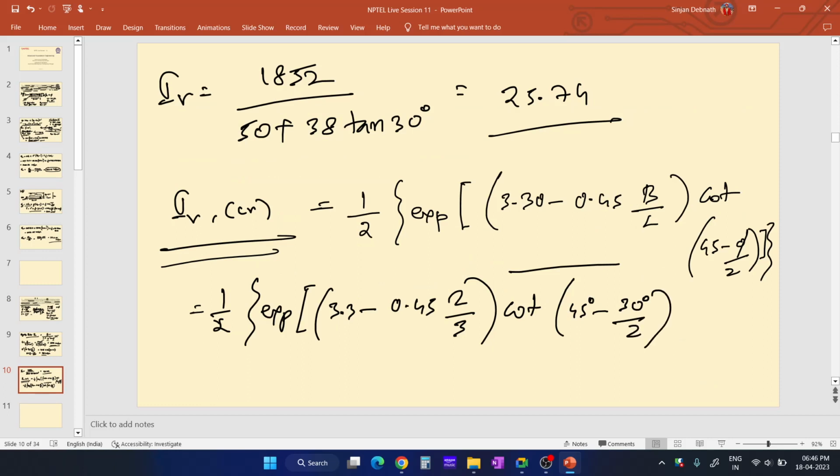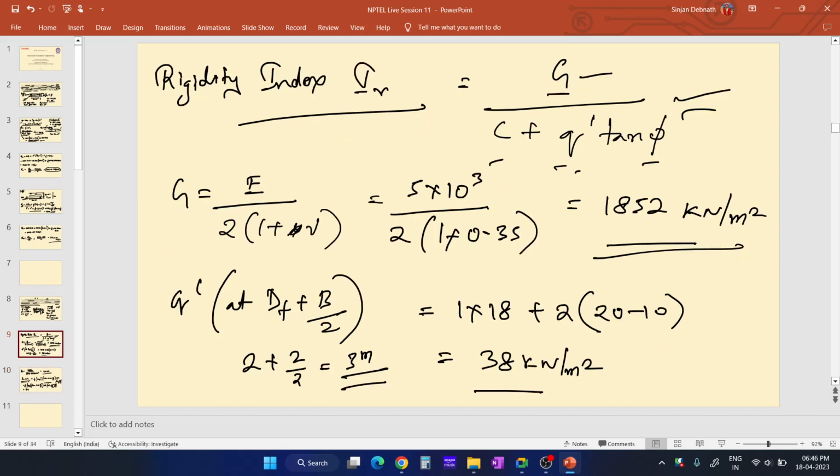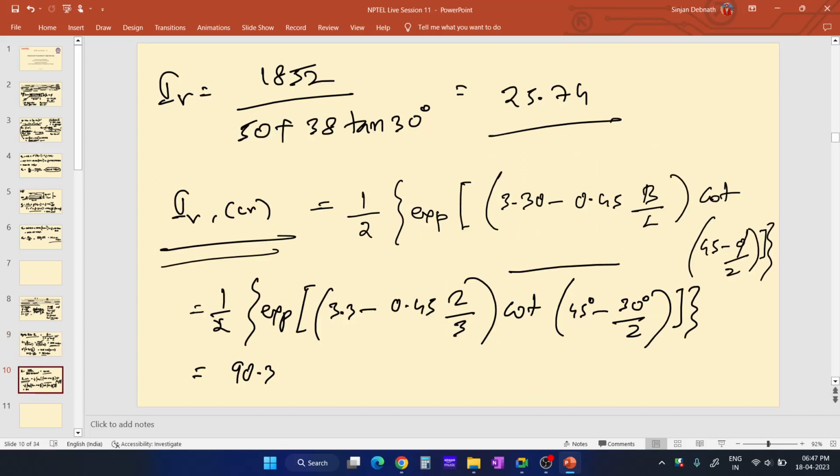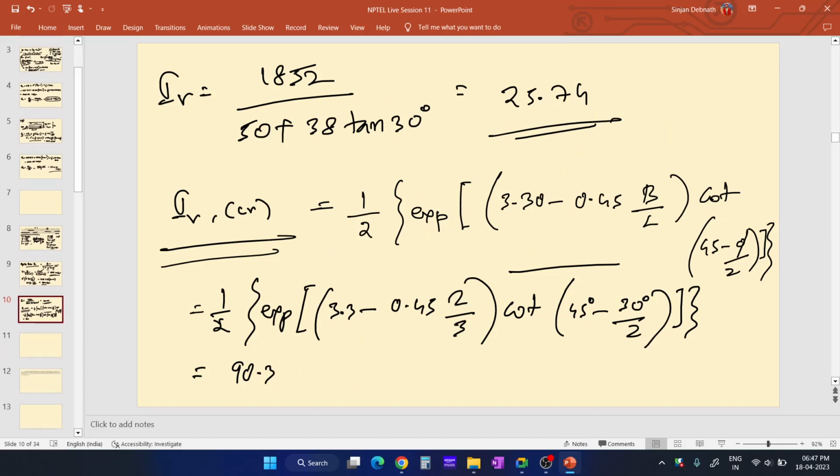If you calculate this, you will get the value of IRCR. IRCR comes out to be around 90.3. Now see what is the value of IR. The value of IR we have already determined, it is around 25.74. So IR is 25.74 and IRCR is 90.3.